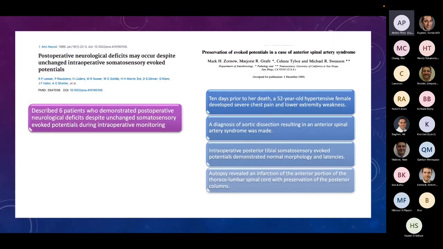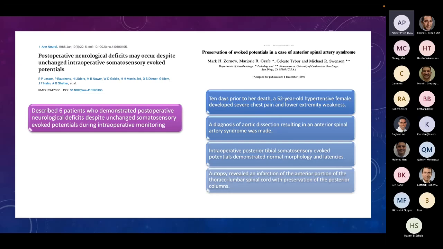And these are two case reports from the early literature of using SSEPs in monitoring. On the left, this was in 1986. They described 6 patients who developed postoperative neurodeficits despite unchanged somatosensory evoked potentials during surgical intervention. And on the right is an example of a patient that had this happen to her. She had been diagnosed with an aortic dissection and developed anterior spinal artery syndrome.